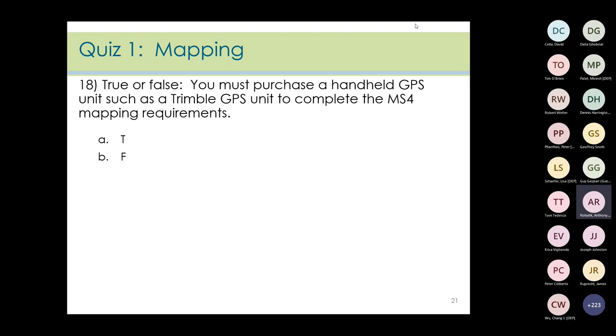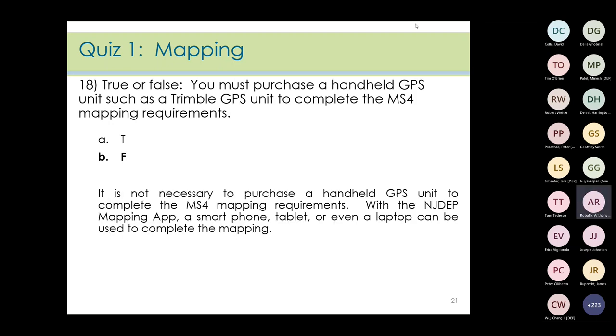Okay, question 18, true or false? You must purchase a handheld GPS unit, such as a Trimble GPS unit, to complete the MS4 mapping requirements. The answer to this is false. So you don't have to purchase an expensive handheld GPS unit to do the mapping. With the mapping app that was developed by the DEP, you can use your smartphone, a tablet, or even a laptop to get the coordinates you need to complete the mapping. So no need to purchase a Trimble. If you have one, that's great. You could use that. But otherwise, there are other options for you to use.